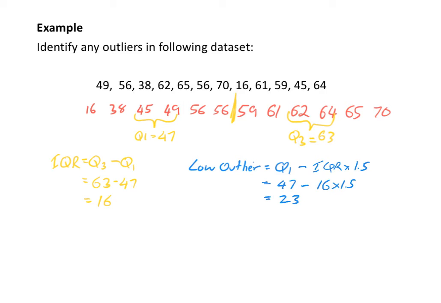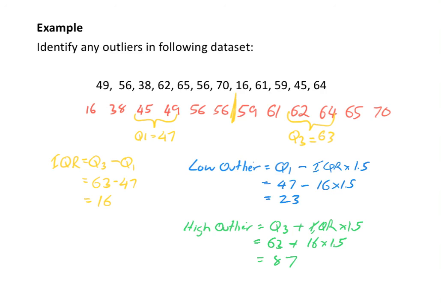And my upper or high outlier is going to be quartile 3 plus my interquartile range times 1.5, which is going to be 63 plus 16 times 1.5, which is going to equal 87. So if I've got any numbers below 23 or above 87, they are going to be outliers.